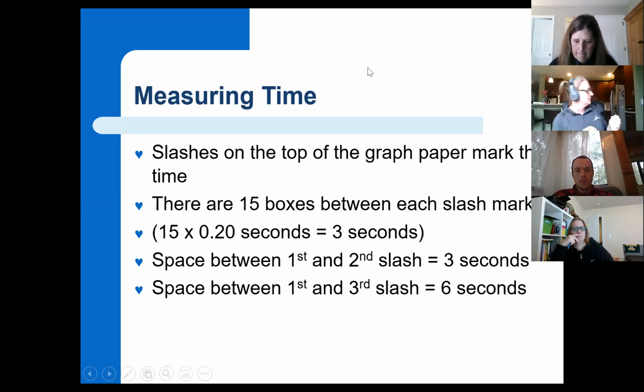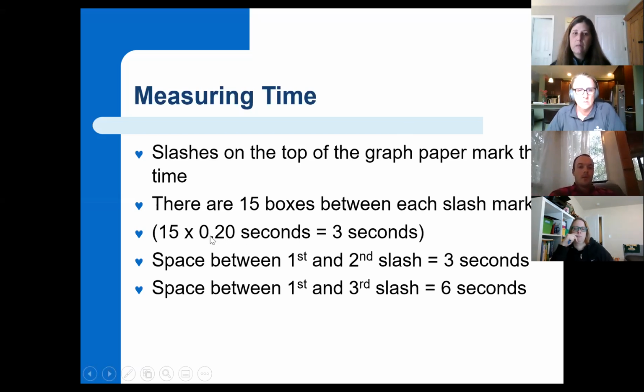Okay, sorry about that. So that's going to be 15 boxes between each slash mark. We're going to look at it in a second. So you would take 15. We know that each of those bigger boxes, each of those bold lines, that's a box, is 0.20 times the 15. That gives us the 3 seconds. Okay? And this is what I was just explaining to you.